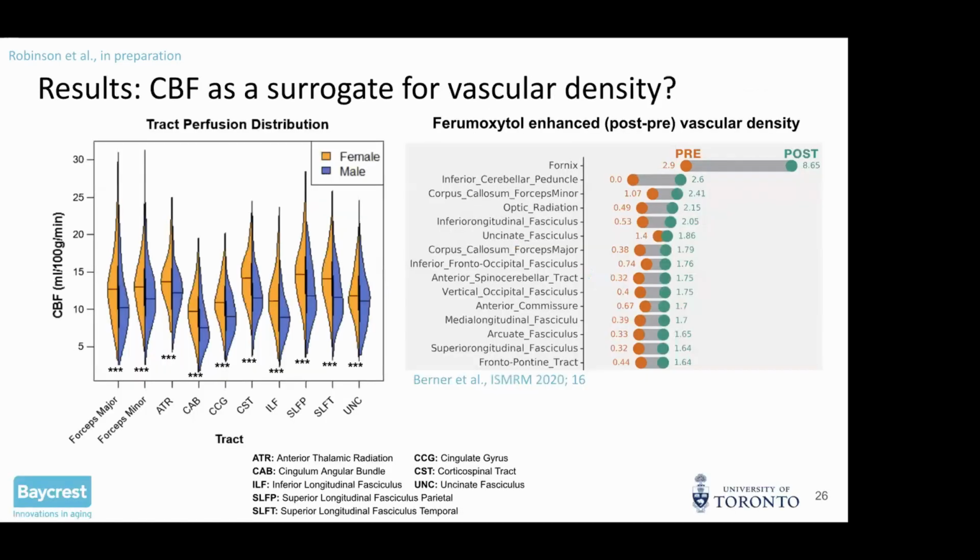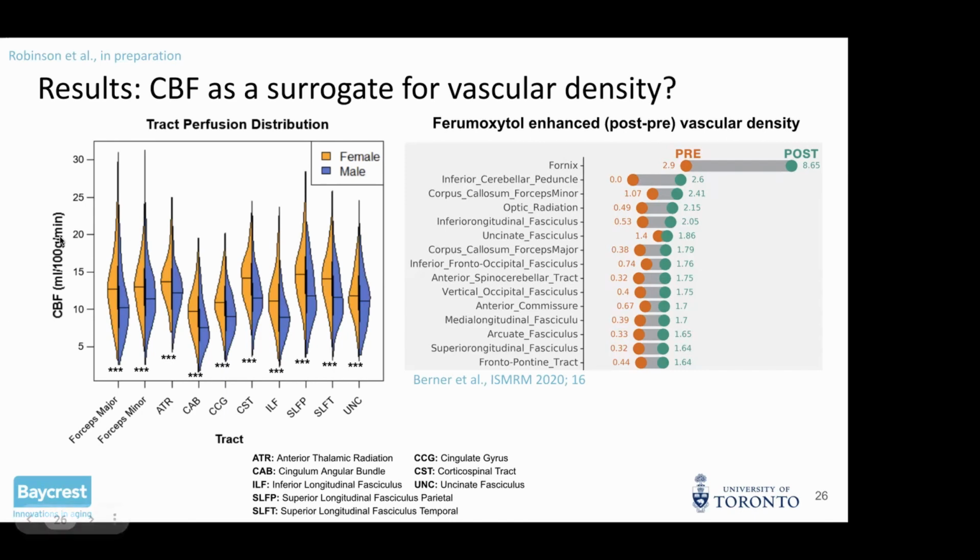Now, looking at blood flow as a surrogate for vascular density. I showed the medullary arteries before. What we're really interested in, perhaps, is not only blood flow, but also just how much blood there is in these different white matter tracts. And so I am comparing side by side here.